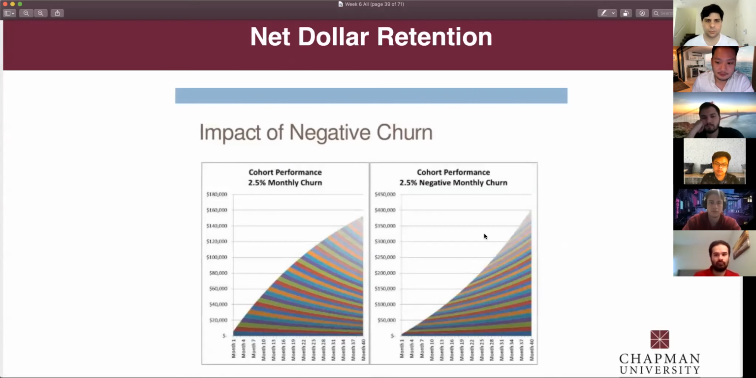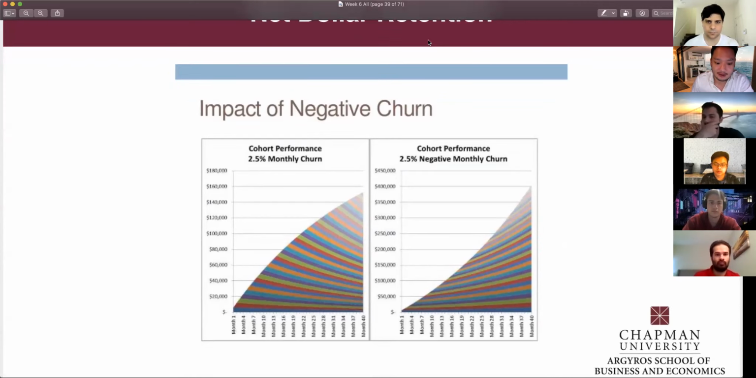Before we talk about net dollar retention in just a little bit, this is just another analysis on the impact of churn, right? Each line item represents each cohort over time that's coming in, and see how, if something has negative churn, meaning the number of customers is growing each year, the dollar amount that you can ultimately get after 3 years is exponentially high.